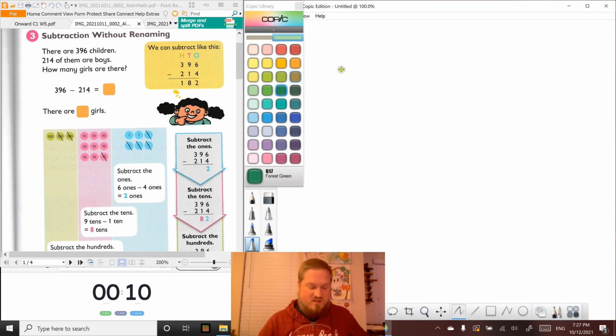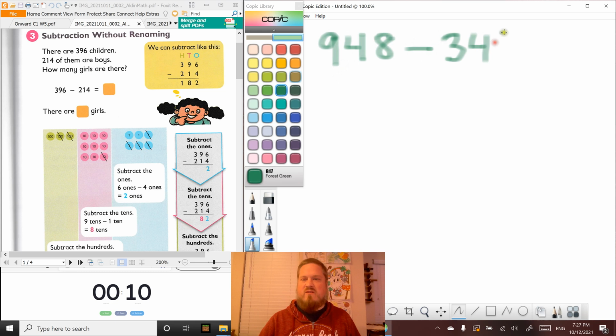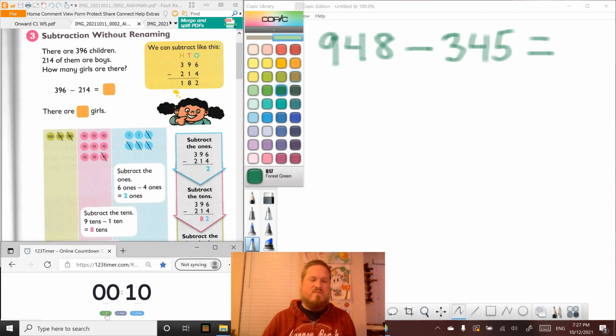So first we're going to start out with this problem: 948 minus 345 equals. Now, do you know how to write that in a vertical format? If you do, take 10 seconds to write it on your paper in vertical format.